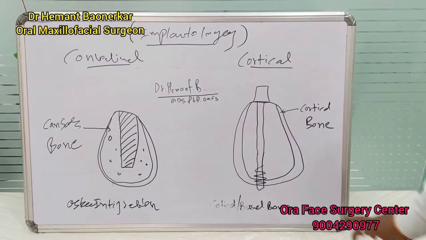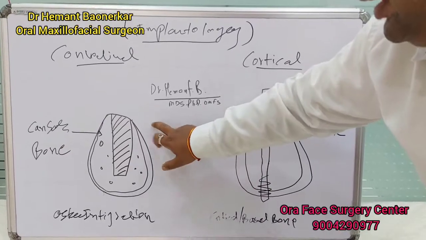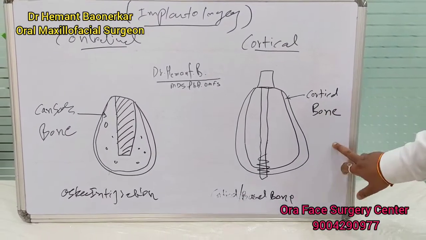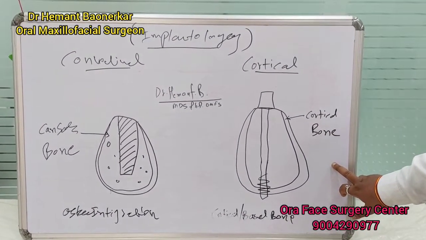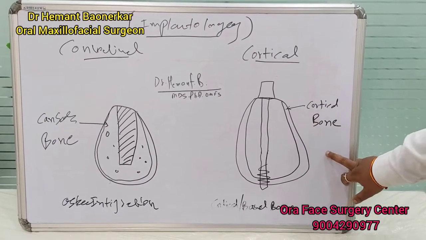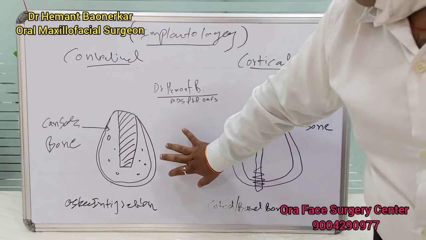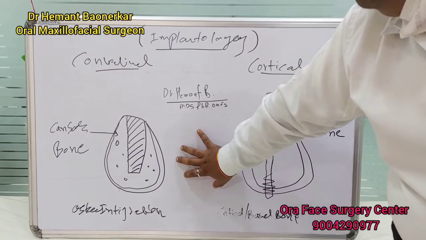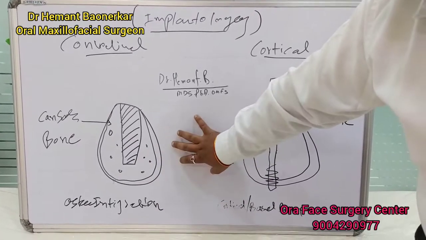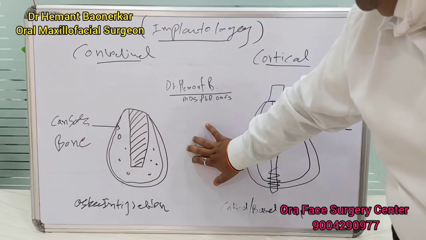In cases where we do not have good bone for placing a conventional implant, or where we have to do immediate loading, in such cases we have to do a cortical implant. And in simple cases, where we go for freehand surgery and we don't need to take any risk, in those cases we can go for a conventional implant.